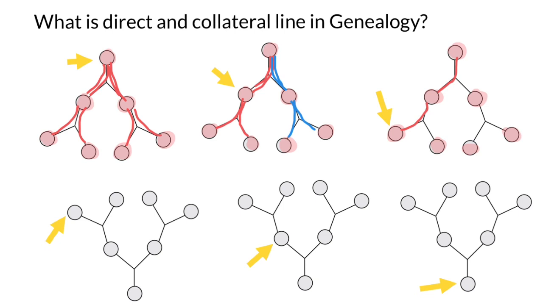And how many collateral lines we have here? We have one line here. Why I didn't start from here? Because your parent is going to be most recent common ancestor for both of you, for 2 siblings. And we have 2 another collateral lines here. So we have 1 direct line and 3 collateral lines.